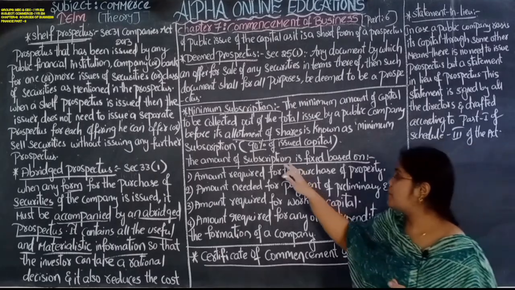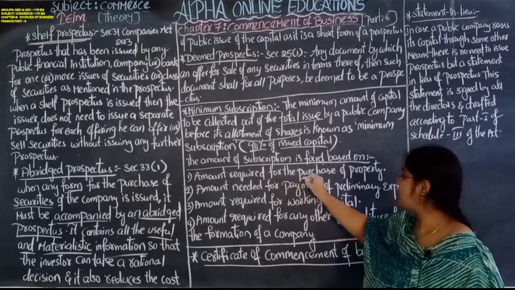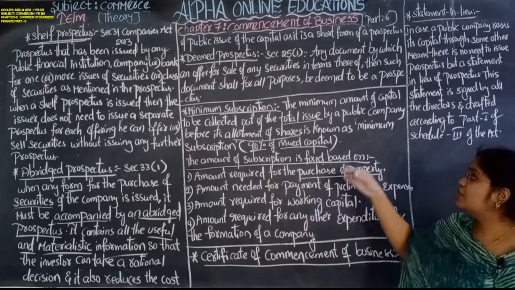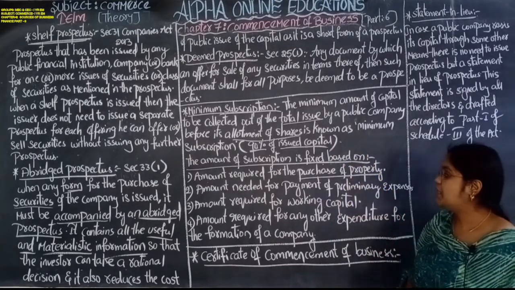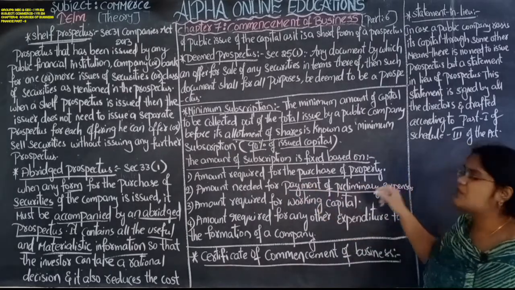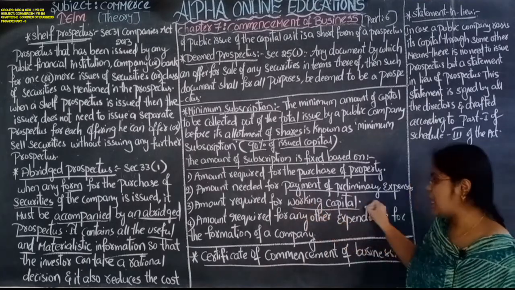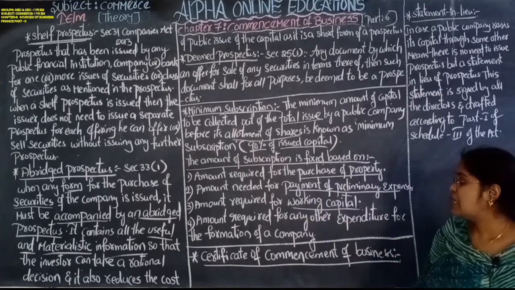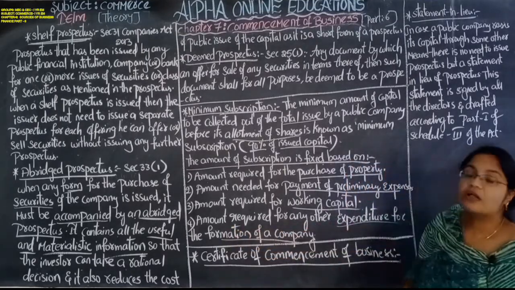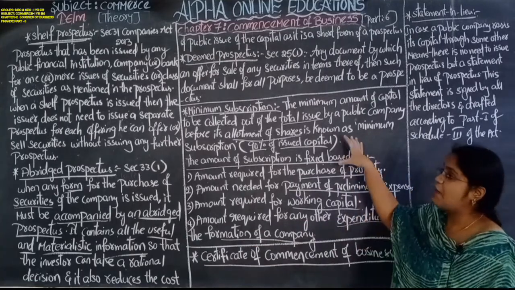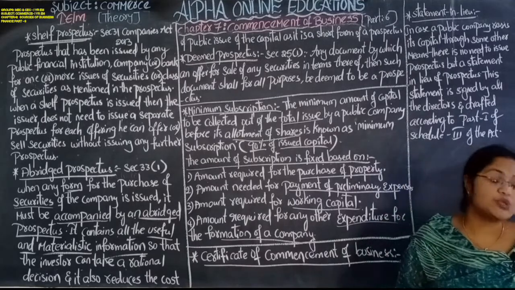Okay, so generally this subscription amount is fixed on the basis of the amount required for the purchase of property. With the issue of these securities only, the company can purchase the property. Amount needed for the payment of preliminary expenses, means any other expenses. Amount required for working capital for day-to-day activities. Yes, the amount required for any other expenditure for the formation of the company. Okay, on the basis of this, the minimum subscription amount is decided, or it is fixed, and it is very important.